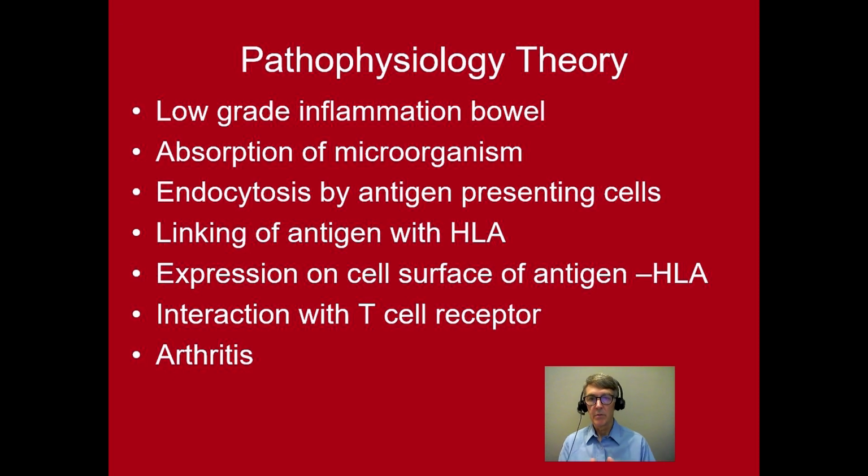So how does this progress then to disease? How do we think the inciting factor leads to disease? And this is just the theory of how it occurs. There's low-grade inflammation of the bowel, which allows absorption of the microorganism. The microorganism then is taken into the antigen-presenting cells and presented to the T cell. This is linked with the HLA, and the HLA, of course, is on all the cell surfaces. When that interacts with the T cell receptor, that can lead to disease and arthritis. So that's sort of a theory of how we think this occurs.